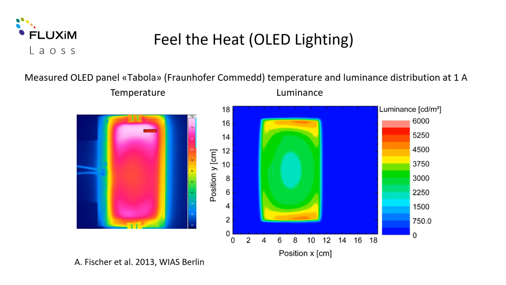Another effect that has been observed experimentally is the non-homogeneous surface temperature of OLED lighting panels. Because of the feedback from temperature to current, this will also result in a non-uniform light emission, here shown on the right-hand side. We want to simulate this effect using the thermal coupling options in Laoss.